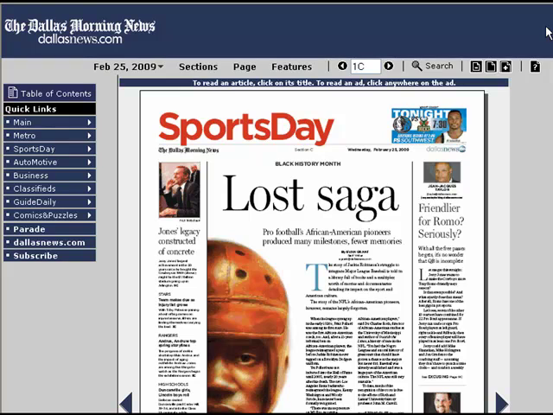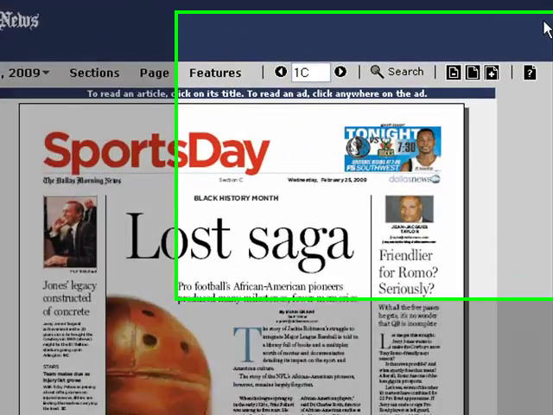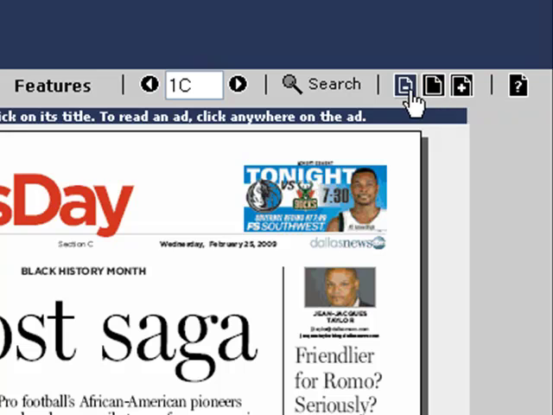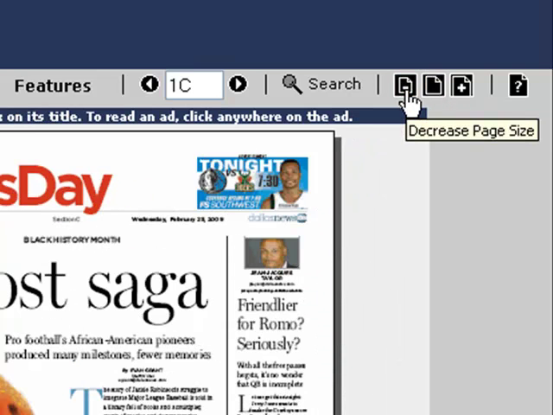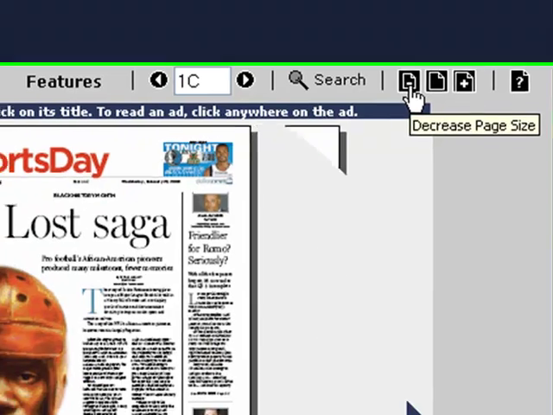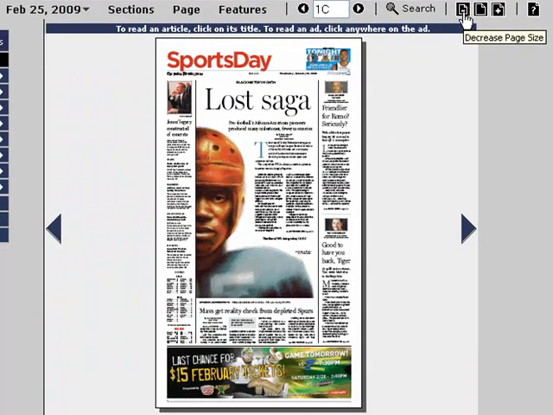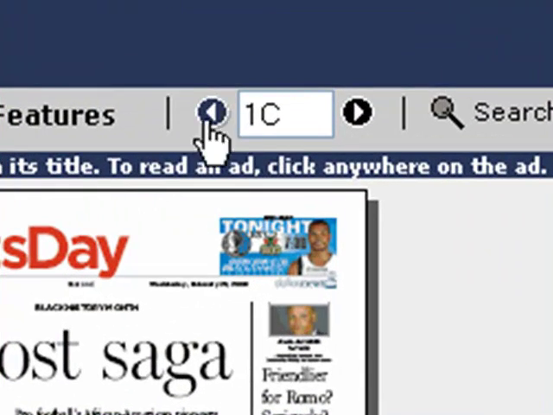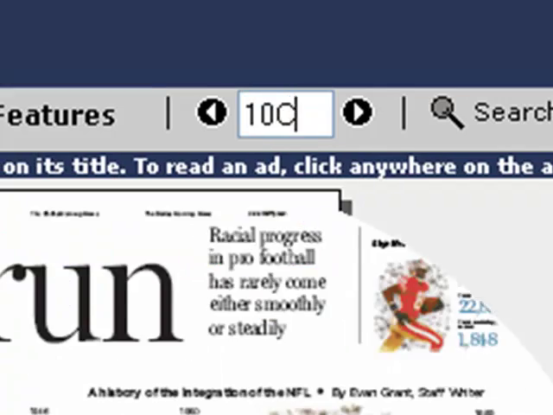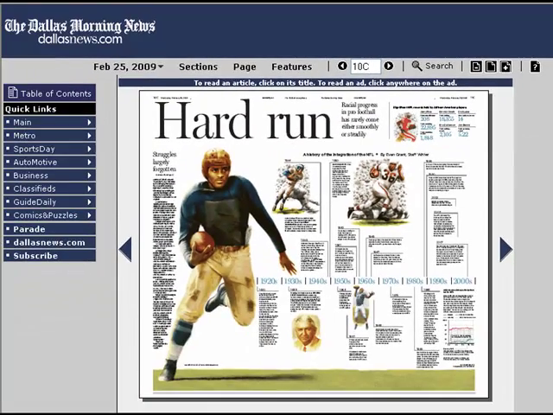The article continues with some very interesting facts and surprising history. Did you know, for example, that the NFL actually started off integrated, but it wouldn't be reintegrated until after a 13-year informal ban on African American players? If you turn to page 10C inside Sports Day, you'll see that there's a double truck spread about this topic.